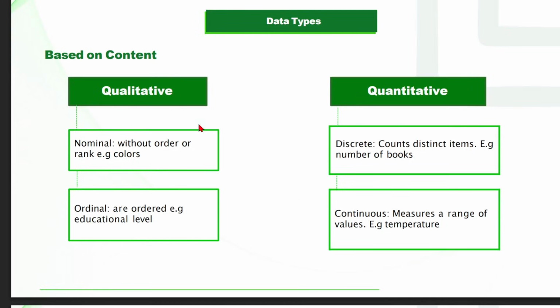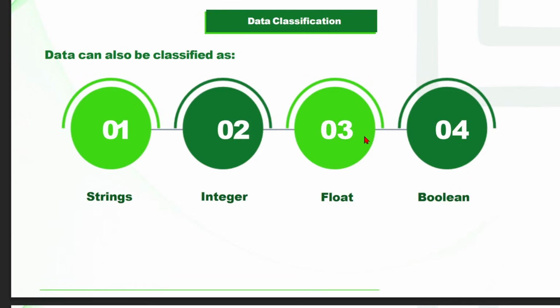So these are the different types of data based on their content, qualitative or quantitative data. Now, data can also be classified into various forms. They can be string. What we mean by string is that they are text, ABCD.